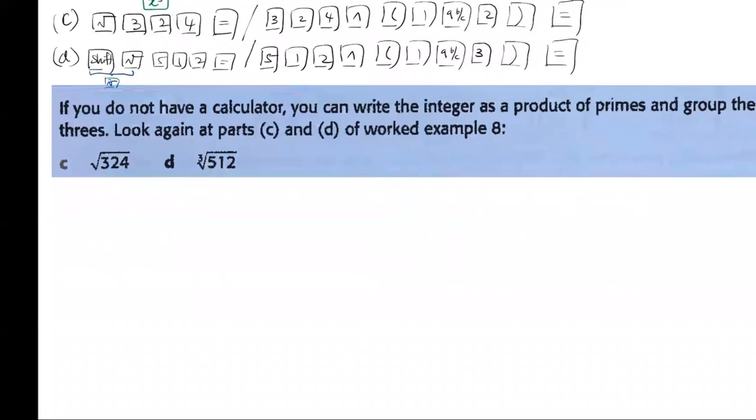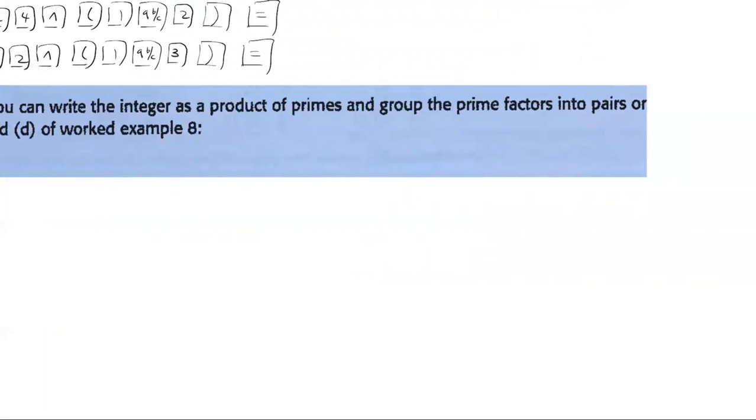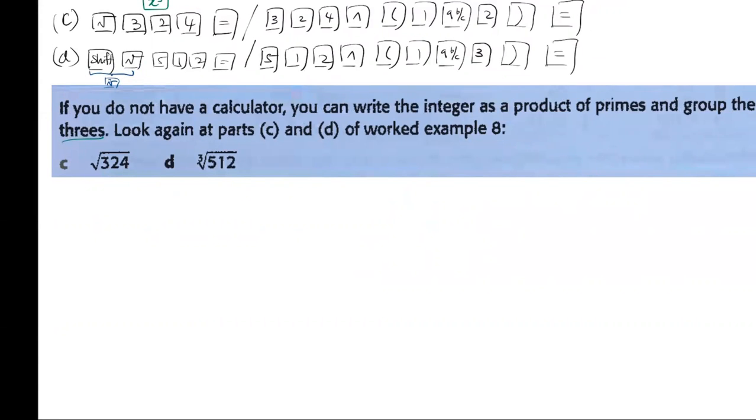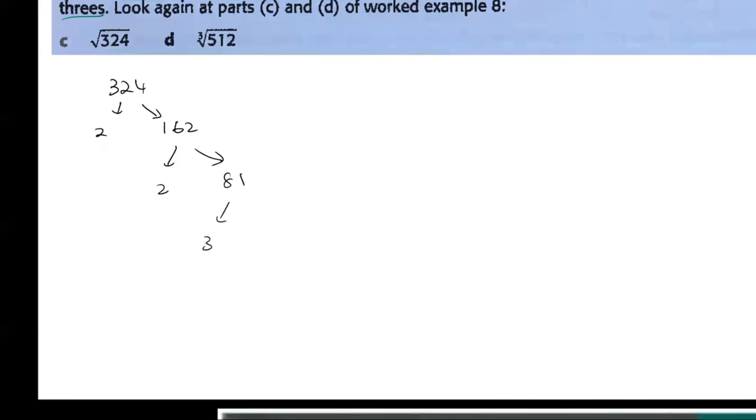If you don't have a calculator, you just need to write the integers as a product of primes and then group them together as pairs or as threes, depending on whether you're looking for cube root or square root. So let's look at 324. We look for a product of primes: we get 2, 162, then 2 again, then we get 81, then we get 3, then we get 27, 3, we get 9, then we get 3, and 3. So these are our product of primes.